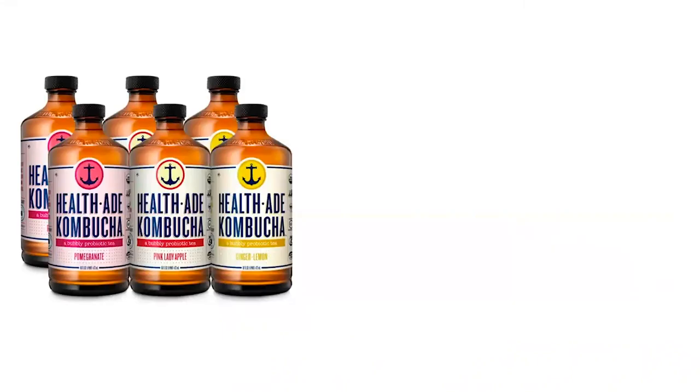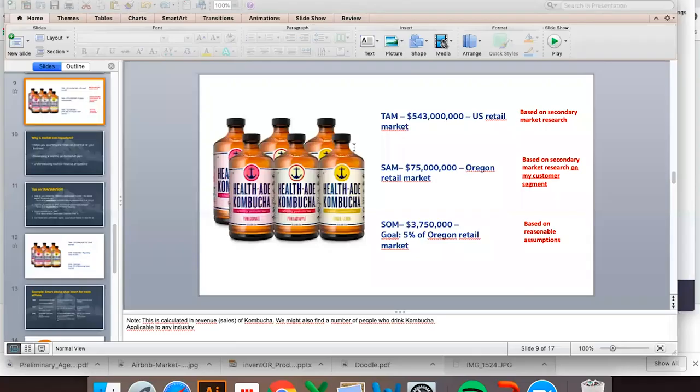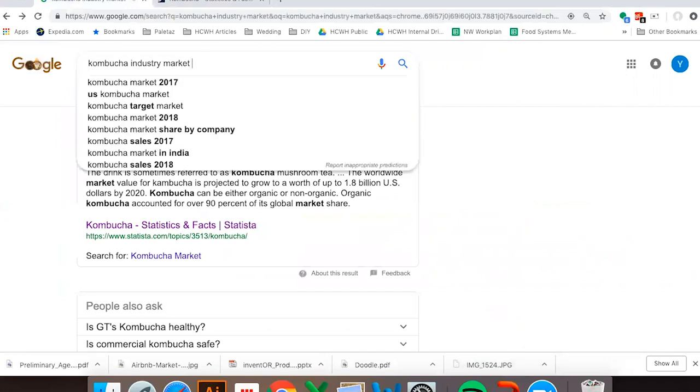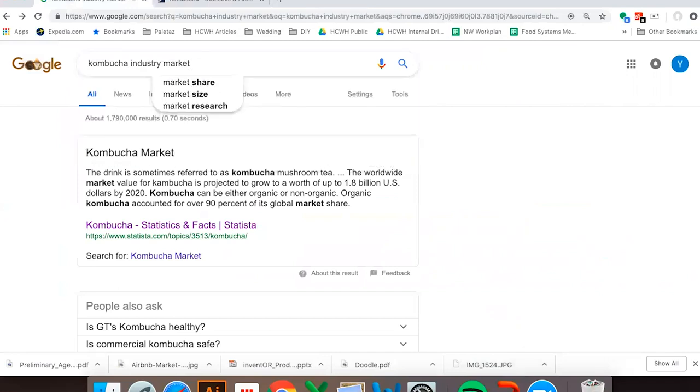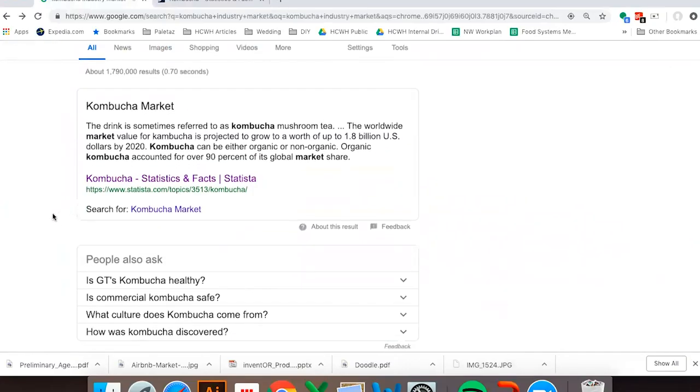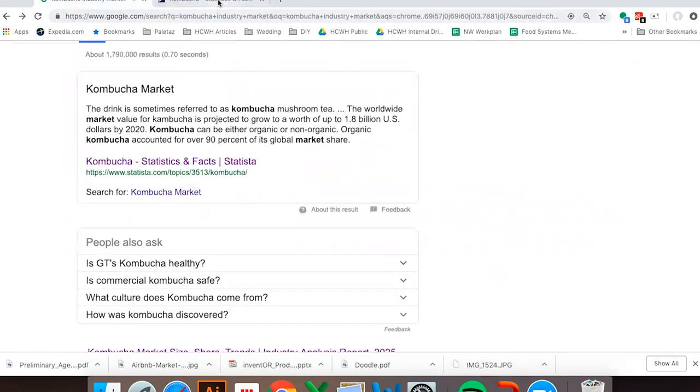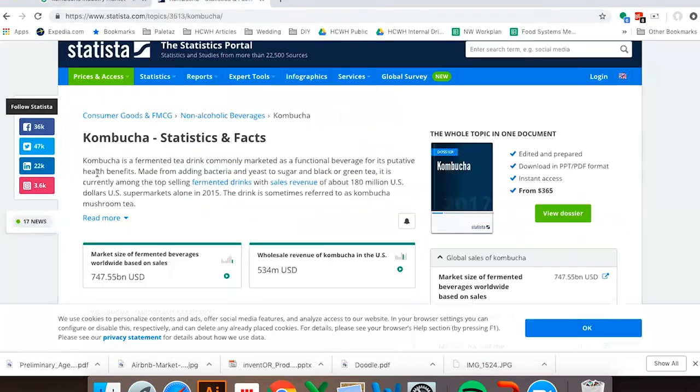So kombucha. Let's say that I found industry research that told me that the TAM, the total addressable market for kombucha, was $543,000. The way that I would generally go about trying to find this number is that I would go into my general Google search, type in kombucha industry, kombucha market, kombucha sales, kombucha market size, and then here I find a bunch of information from local databases. Usually I can only get big numbers about the market. I'm not going to get a lot of details because these reports can be very expensive, but all I want are general numbers. Let's click on this Statista, which is a great resource for finding market research.